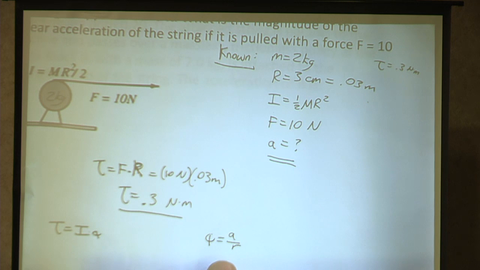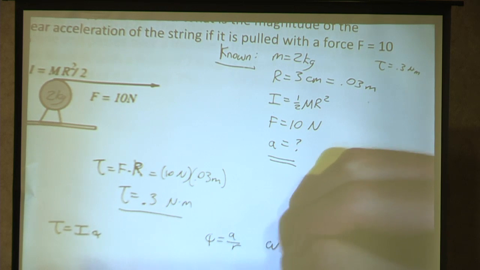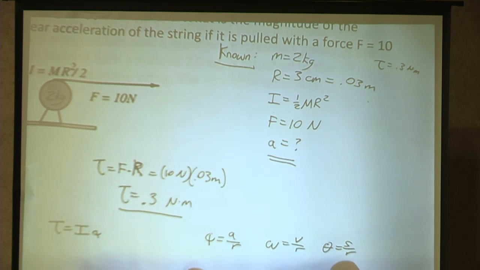Alpha equals A over R. This is related to a few other similar ones: omega equals V over R, and theta equals S over R. They're all saying the same thing. Angular acceleration is acceleration over the radius. Angular velocity is velocity over the radius. The angle is equal to the partial circumference over the radius.